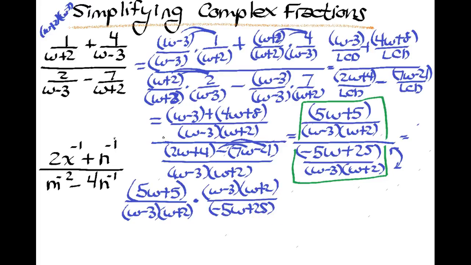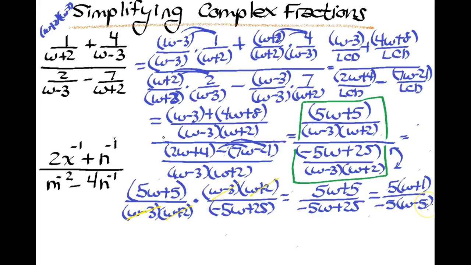And what's going to reduce? Well, both of them have a w minus 3, w plus 2. So we end up with 5w plus 5 over negative 5w plus 25. So we need to simplify this fraction, and I notice we can factor out a 5 in the numerator, w plus 1, and we can factor out a negative 5 in the denominator, w minus 5. And 5 over negative 5 is negative 1 times w plus 1 over w minus 5. Okay, so the 5 and the 5.